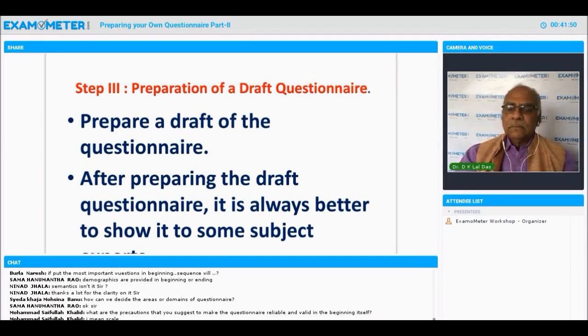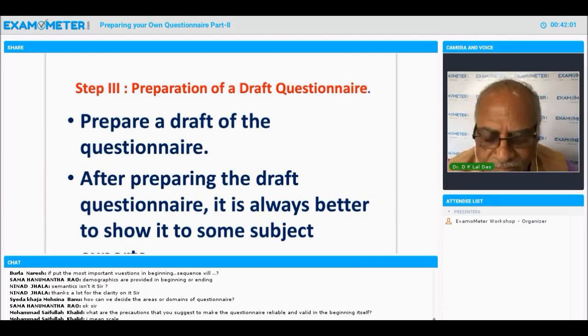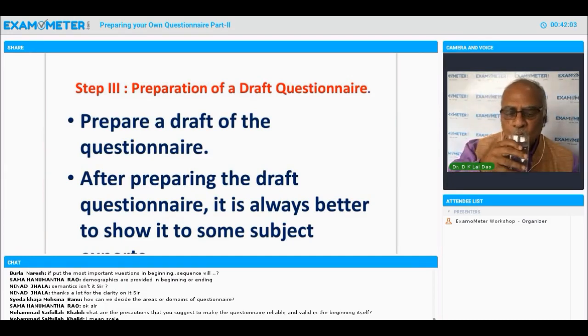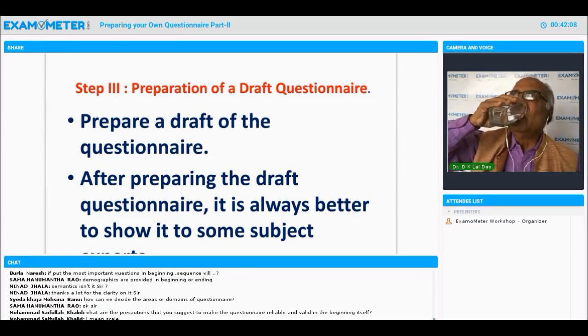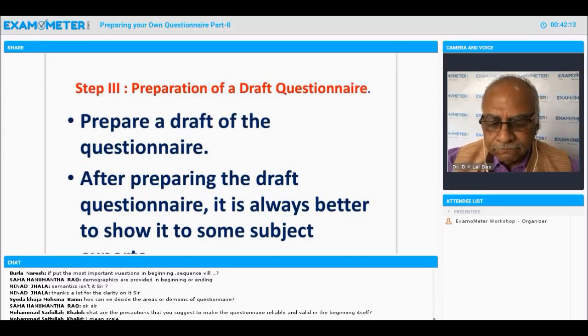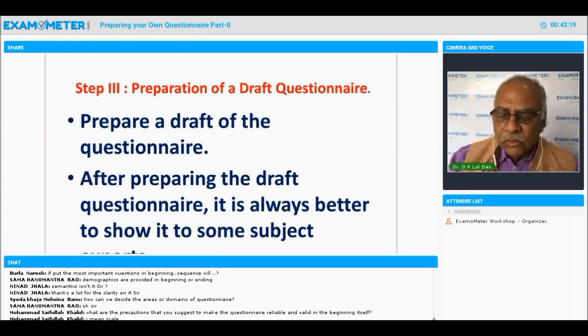Third step. Any question with the second step? Administration of your questionnaire. Any question? Any participant? Okay. No question. Okay, we'll move. Yes, sir.